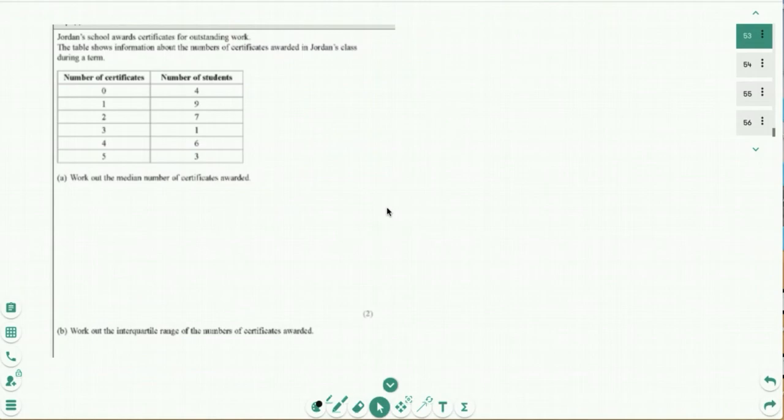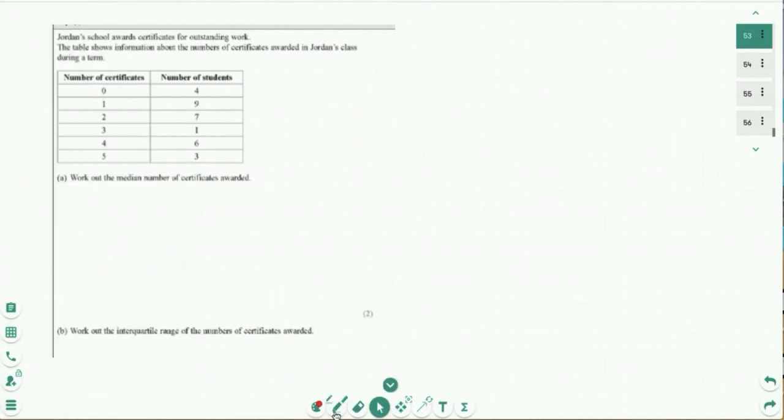So let's read this question together. Jordan's school awards certificates for outstanding work. The diagram shows information about the number of certificates awarded in Jordan's class during the term. So 4 students got 0 certificates, 9 students got 1 certificate, 7 students got 2 certificates, and so on. So always first, make sure you understand what the table is saying, all right?